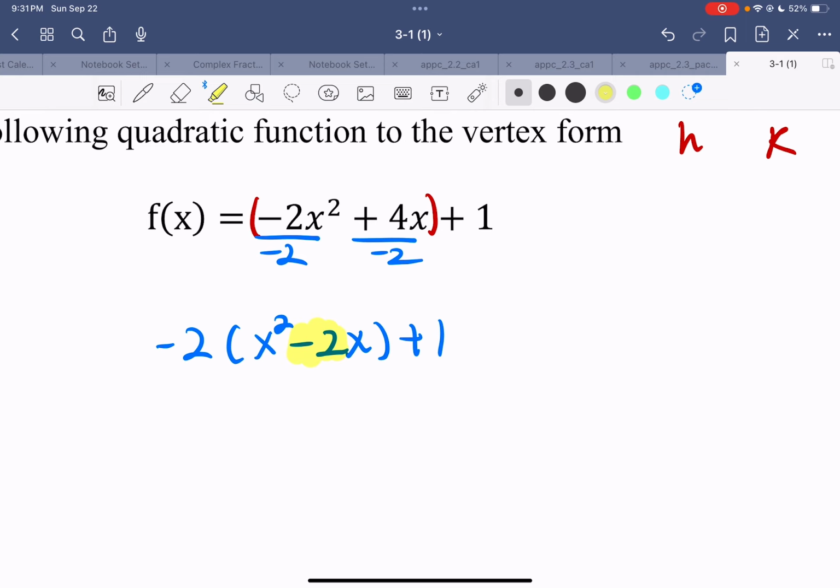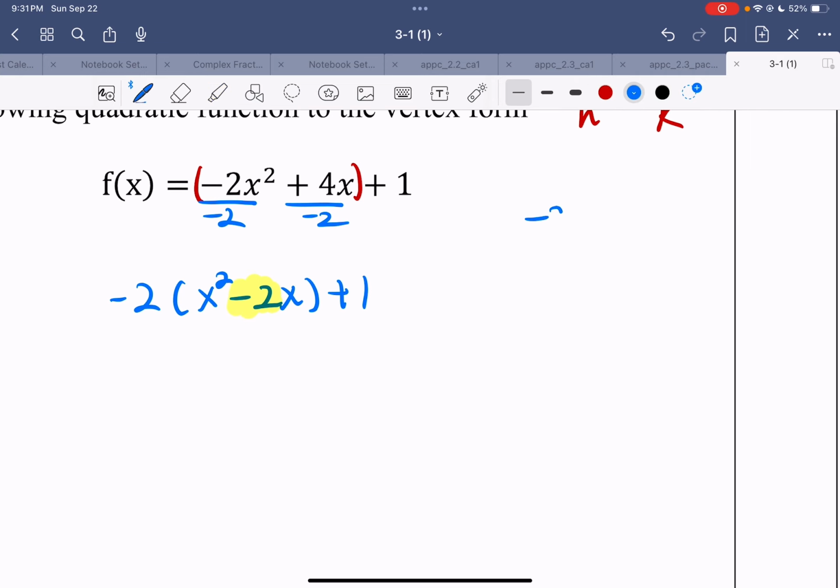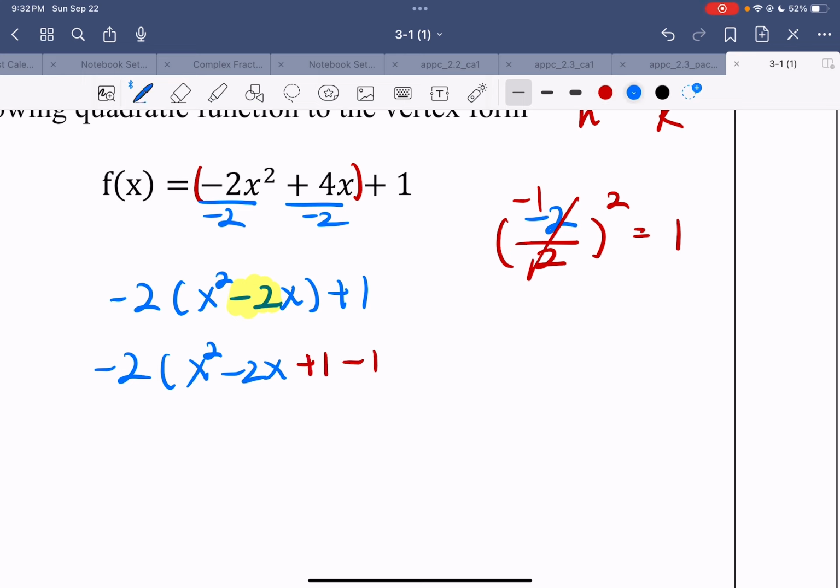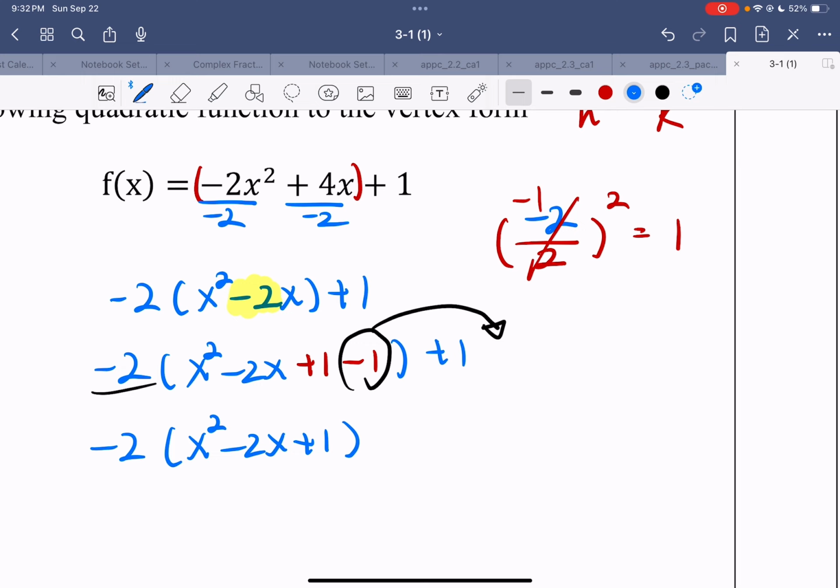Now do you see this one, negative 2? What you have to do is, always, as I say, you divide by 2 and then square it. So negative 2 divided by 2 is negative 1. And negative 1 squared is positive 1. So you get x squared minus 2x plus 1 minus 1 plus 1. Always try to get rid of negative 1. And negative 1 times negative 2 is going to be positive 2. So it's going to be negative 2 times x squared minus 2x plus 1, plus 1. Negative 1 times negative 2 again, it's going to be plus 2.